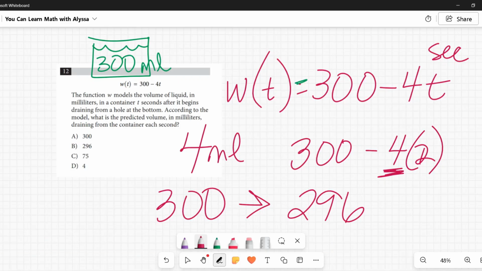So 2 seconds at 4 milliliters per second. Then 2 times 4, 8 would have drained out in 2 seconds. So that 4 is representing how many milliliters are draining from the container each second. So that is my answer, D, 4.